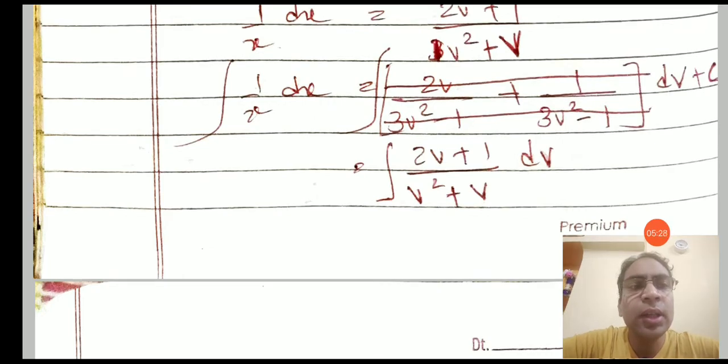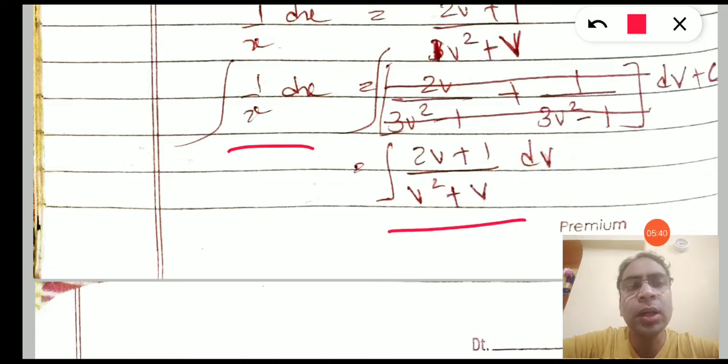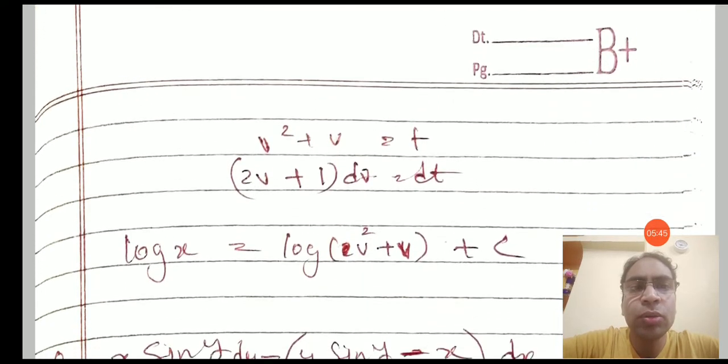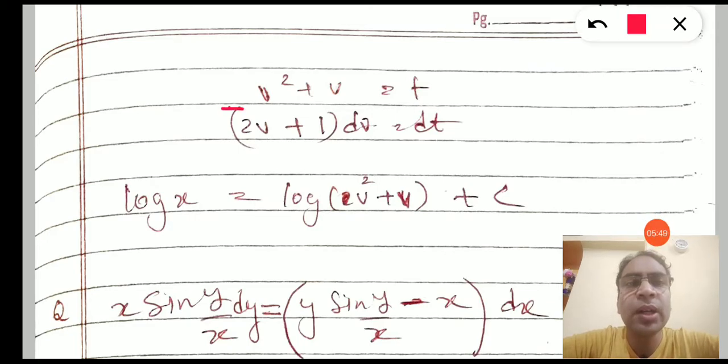So we can see the LHS is the integral of 1 upon x, so this can easily be converted into log of x. So the integration of this 1 upon x will be log of x. To solve the right hand side, we need to perform a substitution. So let us see what is the substitution we need to do. We need to take v square plus v, which is the part in the denominator, as t.